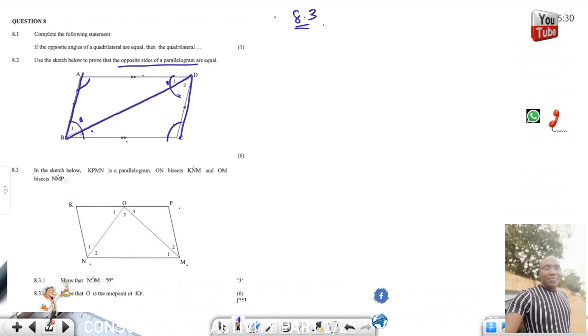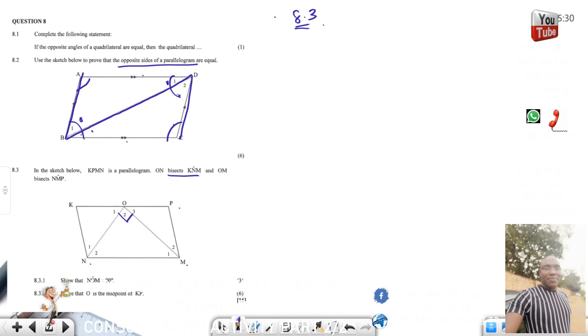ON bisects angle KNM, and OM also bisects angle KMN. Bisects means two equal halves. Show that angle NOM is 90 degrees. Show that that is 90 degrees.